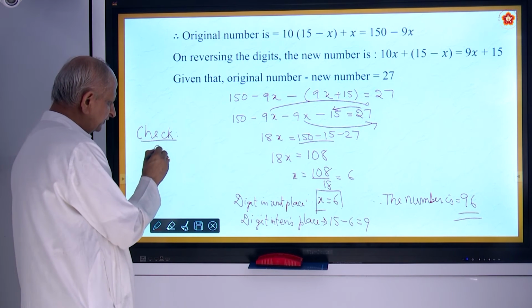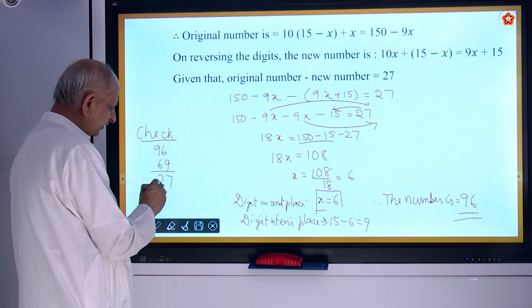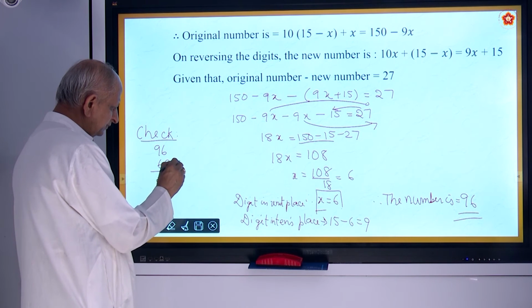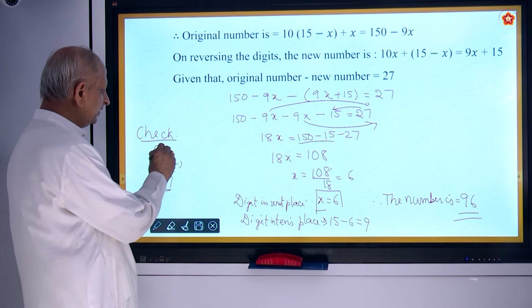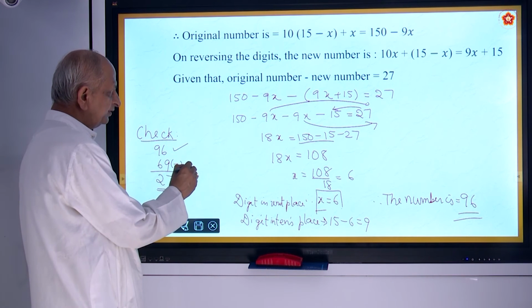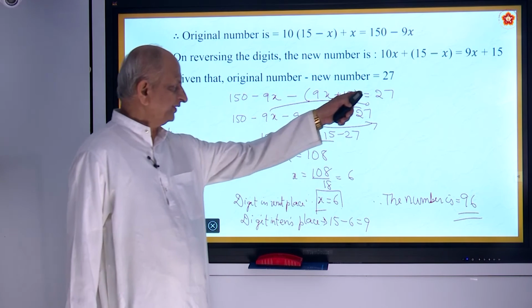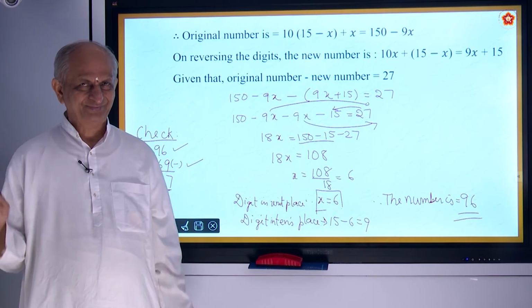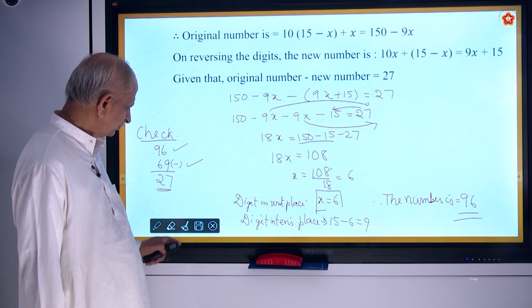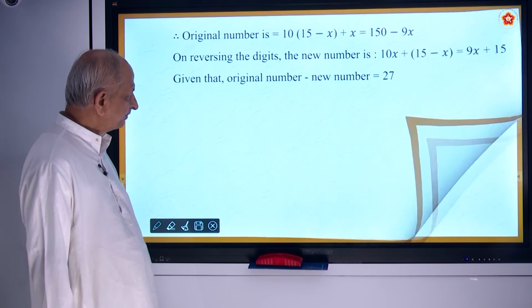So 96, reversing is 69, answer is 27. That is what they have given. Original number, this is the original number 96. This is the new number. Subtract, you get 27. So what we have done is correct. Work it out. Okay, so we will pass on to the next problem.